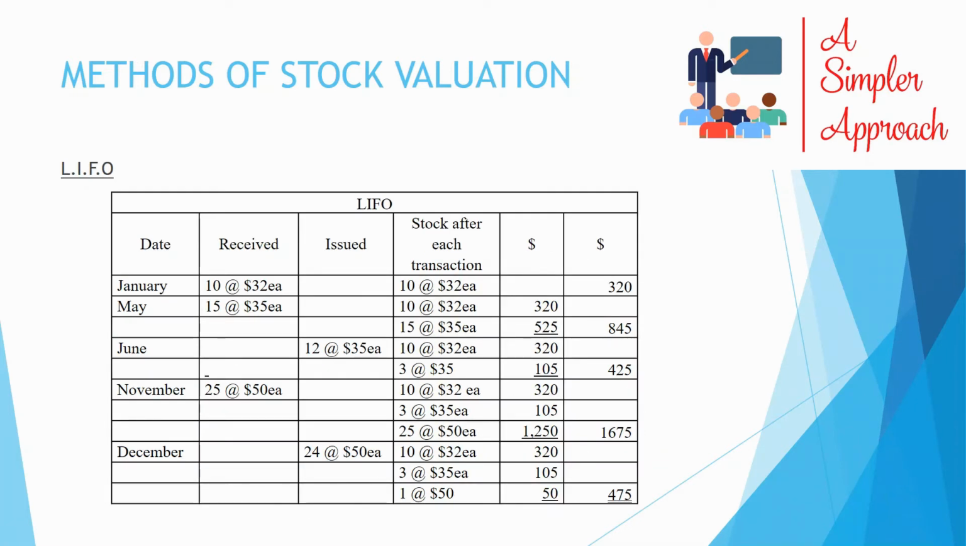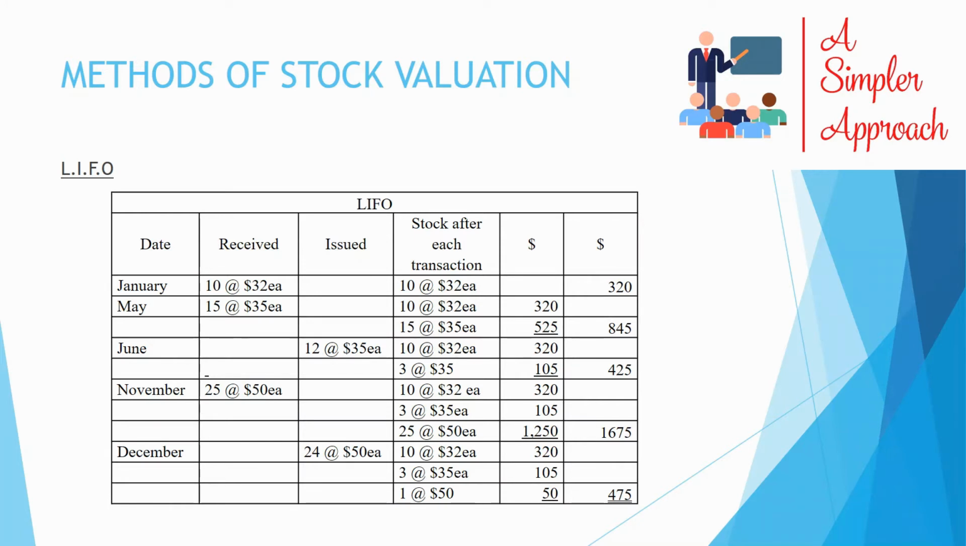LIFO says last in, first out. Therefore, with LIFO, things are going to be a little different. But let me give you a heads up. For FIFO and LIFO, you will recognize that the first 2 months, it's the same thing. Because the items were bought, calculated, and placed in the amounts column. Okay, so for January and May, it's the same thing. The difference starts with June, when the first item is being sold.